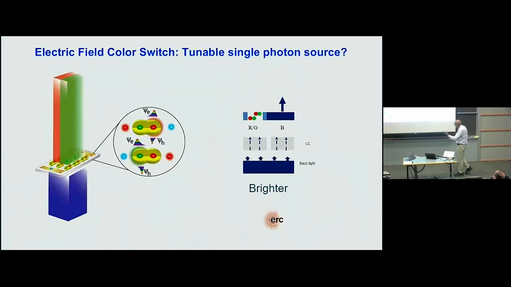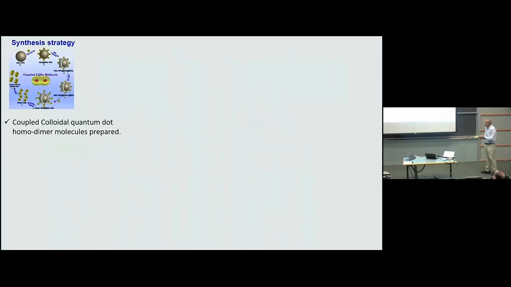So the vision is that this can be perhaps a color switch, I don't know, maybe for a pixel setup where, now instead of RGB, you can have a joint RG pixel where you switch between red and green emission of the same dimer or a single photon source.